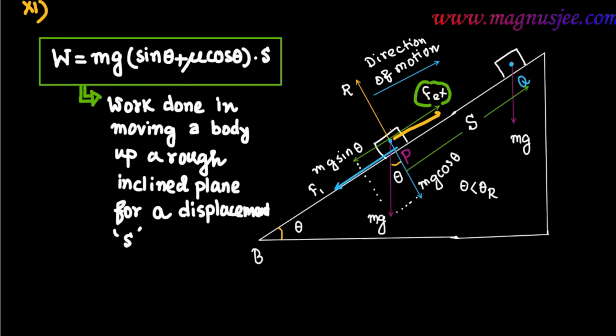Fex is the external force which is applied on a body at the point P, and the body will travel from the point P to Q for a displacement S. S is the displacement up the inclined plane from the point P to Q.